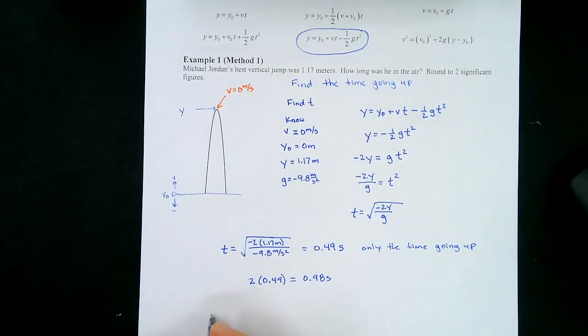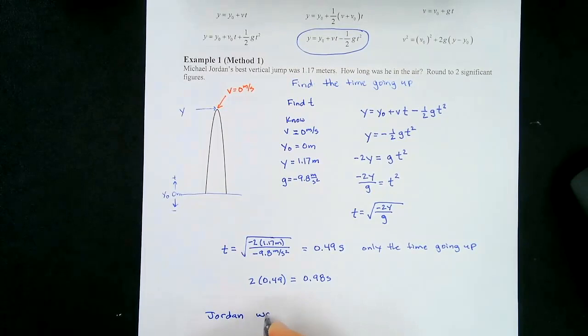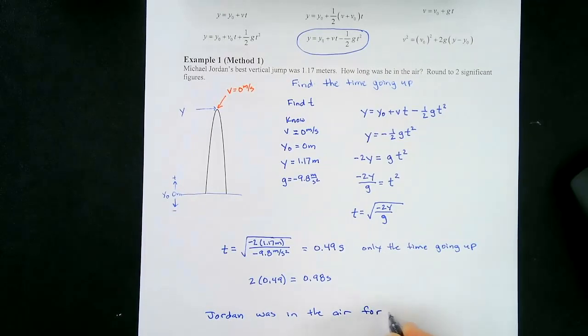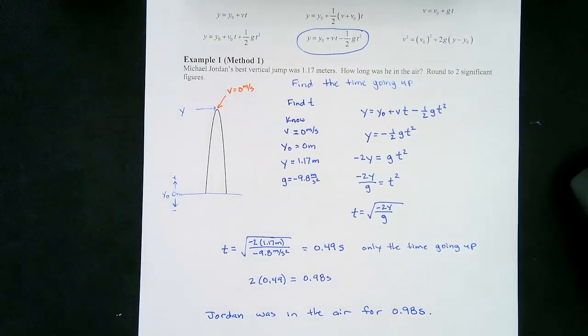Okay, so Jordan was in the air for 0.98 seconds. All right, so that's one way of solving this problem.